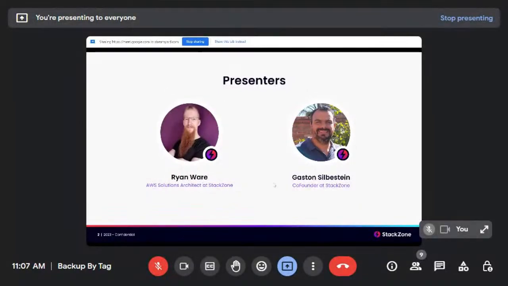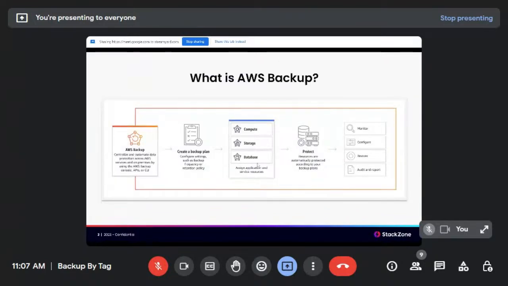I'm an AWS solutions architect working at StackZone. We're here to talk about one of the features of the StackZone platform, which can be very useful for working with AWS Backup and helping you to organize backups at scale. So the feature we are going to talk about today is designed to assist you to automate scheduled backups of your EC2 instances, EBS volumes, and RDS instances.